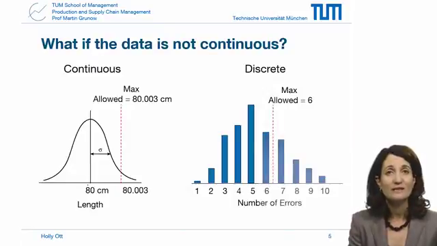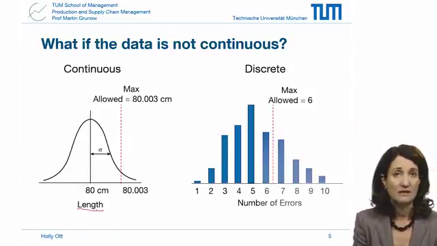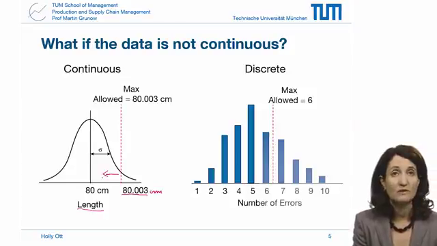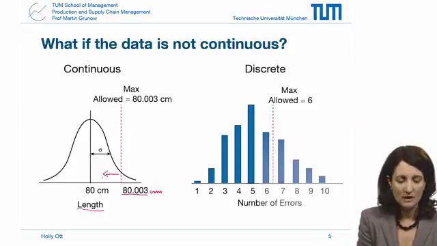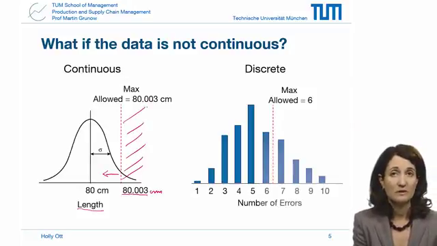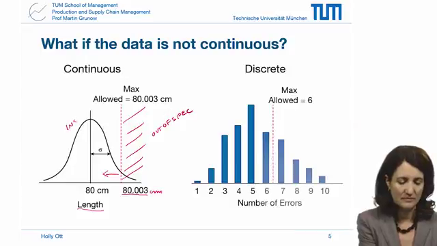But what do we do if the data is not continuous? So here on the left, we have, for example, measurement length, so continuous data. And what we say here is the spec is here at 80.003 centimeters, and anything lower than 80.003 is acceptable, but anything on this side greater than 80.003 centimeters is out of spec. This side we're in spec.